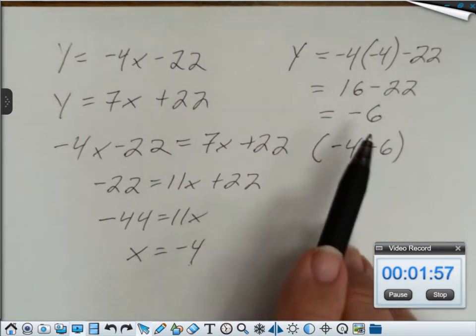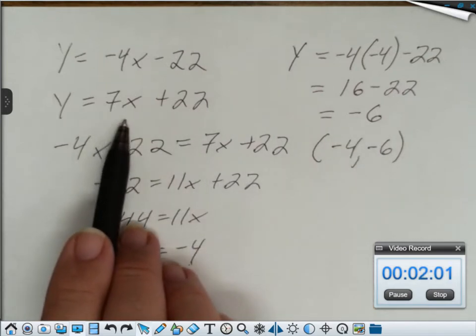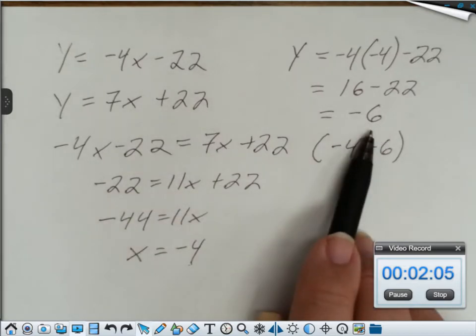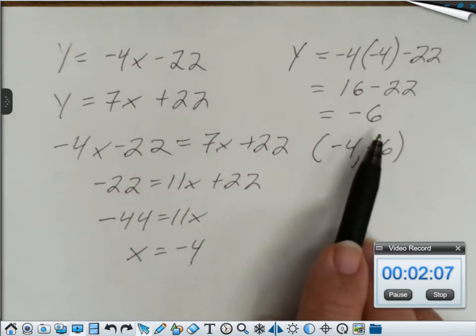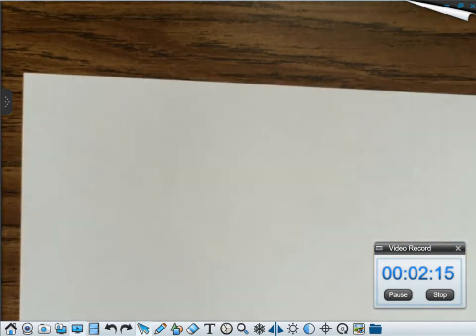Now, if I want to check my answer, I can put negative 4 in here. 7 times negative 4 is negative 28 plus 22 is also negative 6. And so that gives me a pretty good idea that I got it right. That is the equal values method. Now, true substitution is when only one of the equations is solved for y.